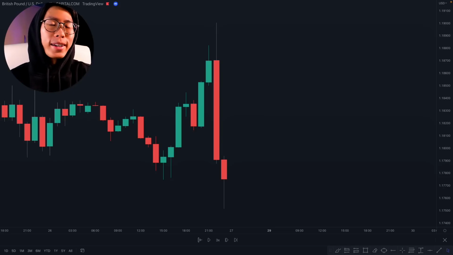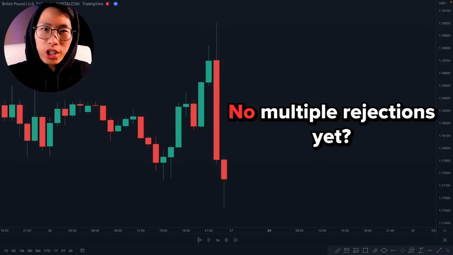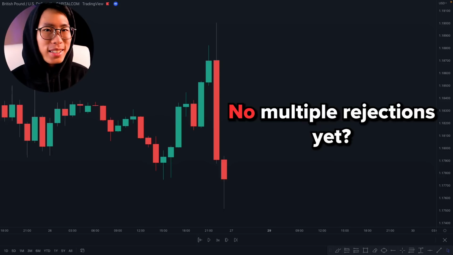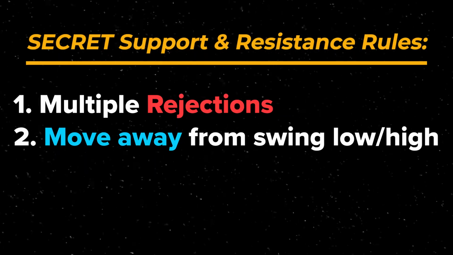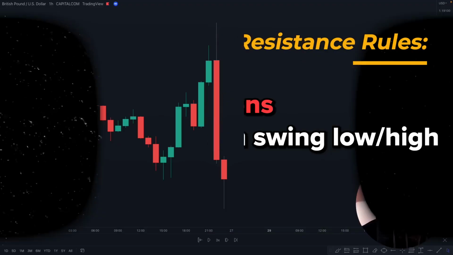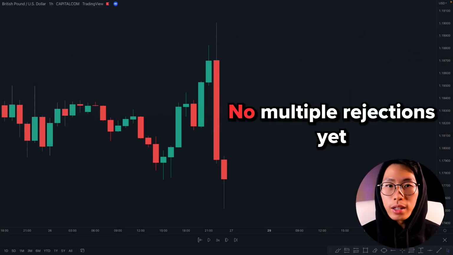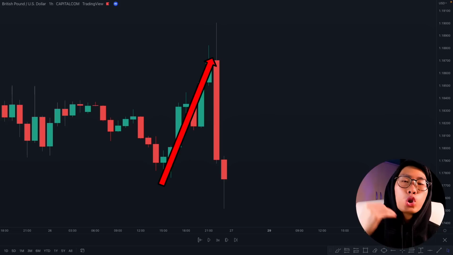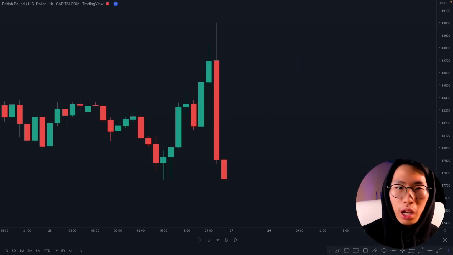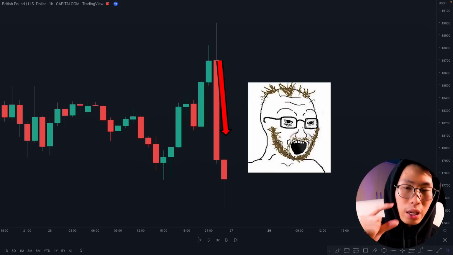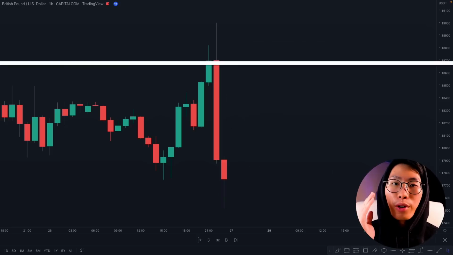Now you might be wondering, what if the chart looks like this when there is no multiple rejections yet? Glad you asked, which brings us to the next rule. Price needs to move away from the swing low or swing high. In this example, you can see that price has not formed multiple rejections yet, but it has formed a swing high and moved away from it. And when it reverses and heads back down, it doesn't just move a tiny bit, it moves significantly. So what you can do is draw a resistance level right here.